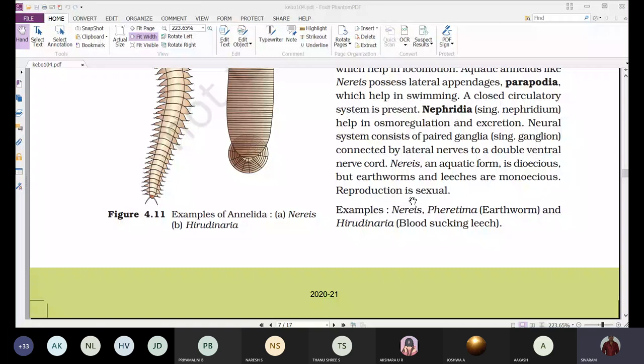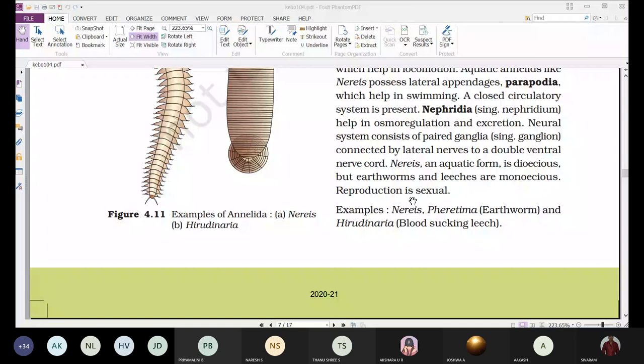Hirudinaria is the scientific name of the blood sucking leech. Why it is named Hirudinaria is because it produces a chemical substance called hirudin, which prevents the clotting of blood while sucking the blood of vertebrates. The leeches secrete this enzyme at the time of sucking blood from the vertebrate body. That's why it was named Hirudinaria, as it possesses this chemical hirudin.